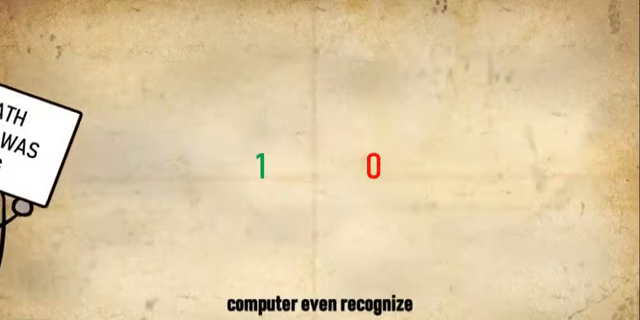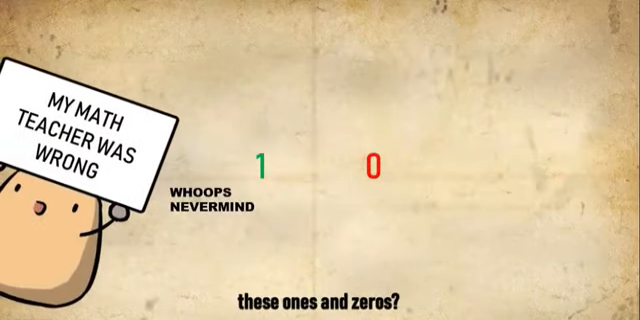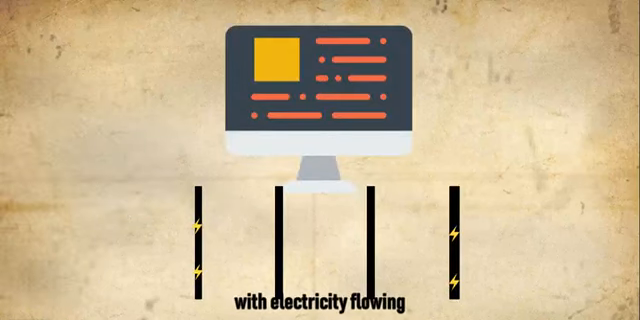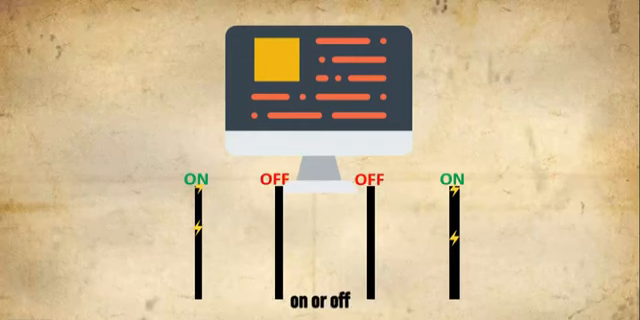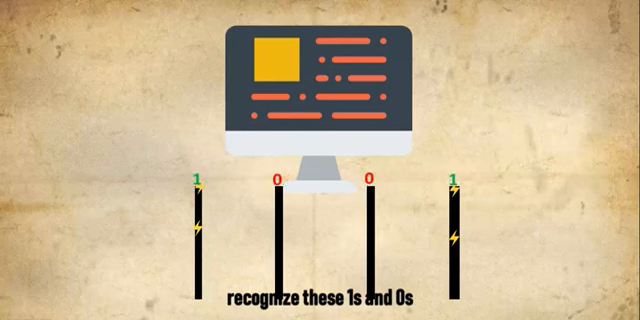Now, how does a computer even recognize these ones and zeros? Picture some wires with electricity flowing through them, connected to the computer. This wire can either be on or off. And that's exactly what a computer uses to recognize these ones and zeros.